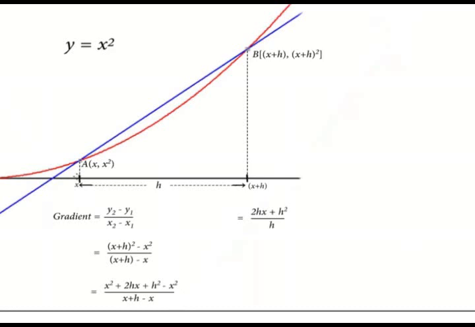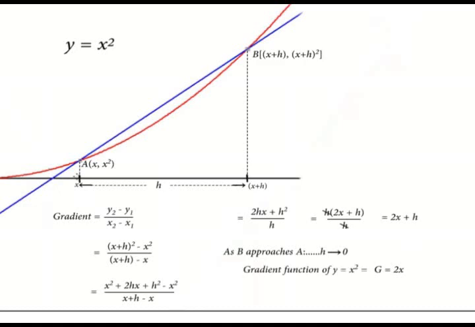We factorize h in the numerator, and we shall have h into (2x plus h) over h, and the h will cancel out, and we get 2x plus h. Now, as point B comes closer and closer to point A as we did, h becomes smaller and smaller. That is, it approaches 0. It is so small we can ignore it and replace it with 0. So we have 2x plus h becoming 2x. This is called the gradient function of the curve y is equal to x squared.